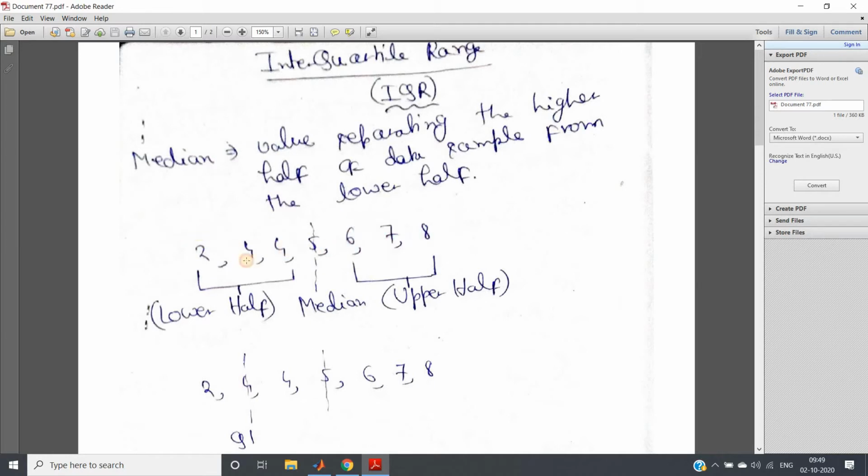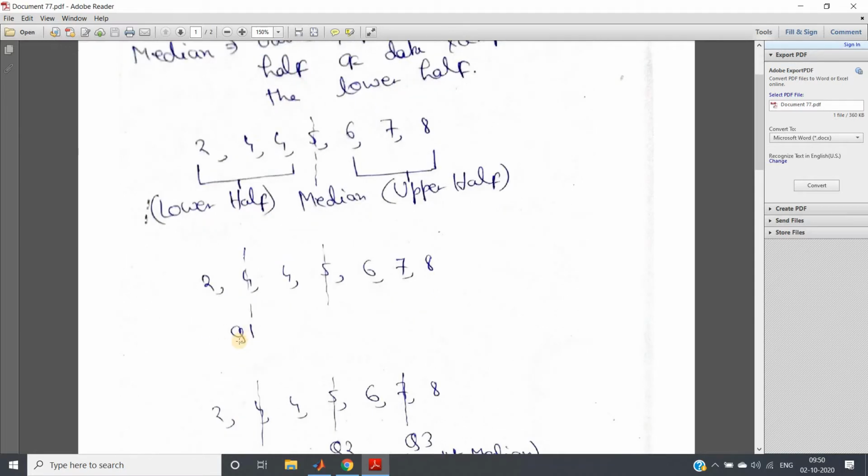Now consider only the lower half, that is 2, 4, 4. What is the median of this lower half only? Consider this lower half as the original data set. The median is obviously going to be 4. So this element 4 divides the lower half into two parts. This is called quartile 1, or Q1. Q1 divides the lower half of our original data set into two parts: one lower part, another upper part.